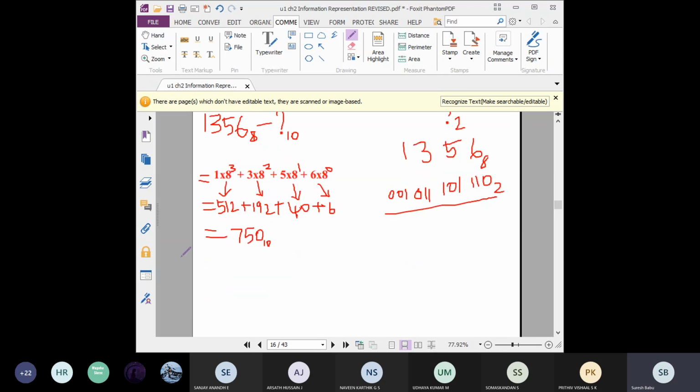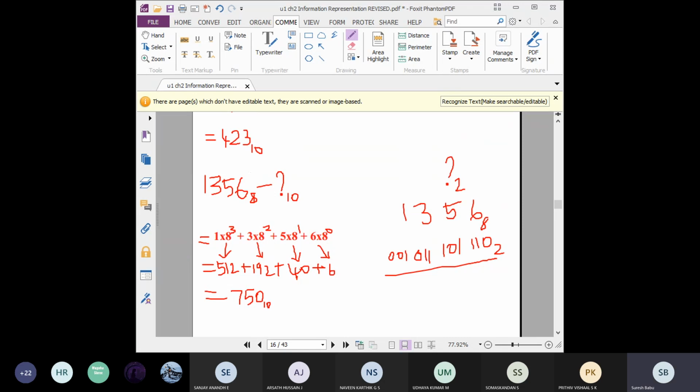Students understood? Everyone? Students, use the chat box or open your mouth and say whether you understood or not. Everyone? Divyashri, Udaya Kumar, Harshini, Surya, anyone?